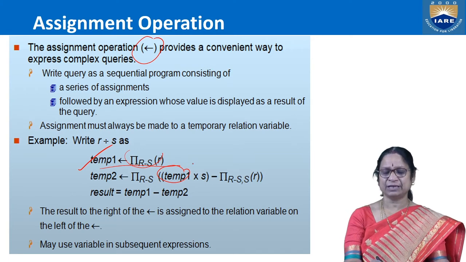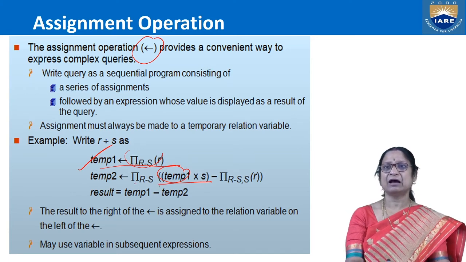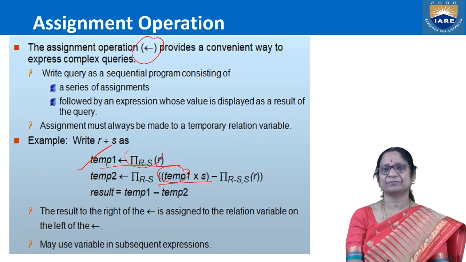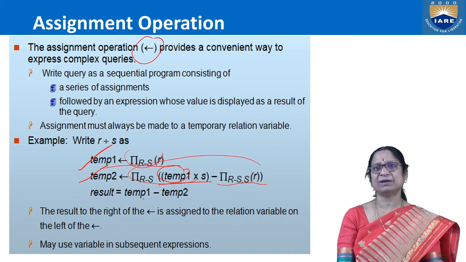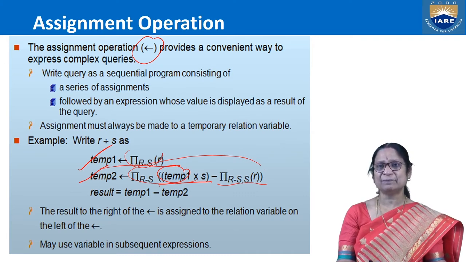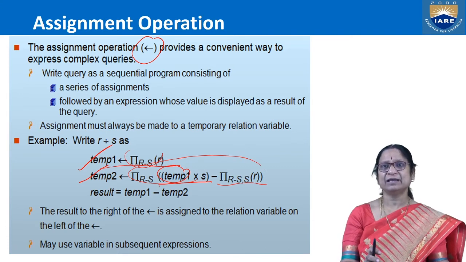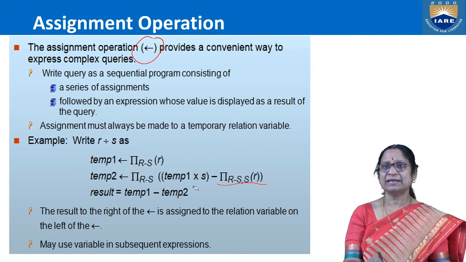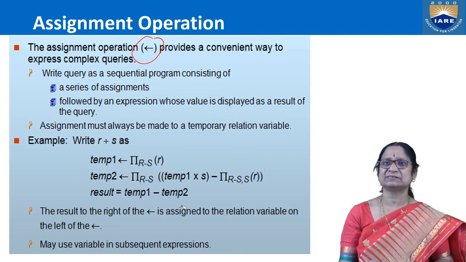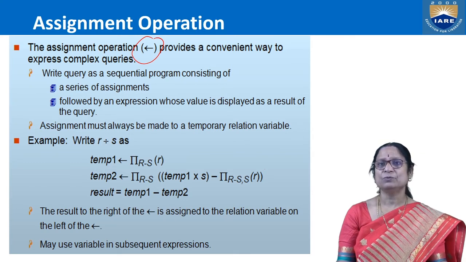Then you observe we are doing the Cartesian product of these two relations on pi r minus s again. Then from that we are subtracting some other relation. So we are storing this value into temp2. We are using the result as temp1 minus temp2 as a set difference. You observe temp1 and temp2 are compatible and have the same arity. So instead of writing this entire expression as a one line expression or a number of sequence of operations, we can store temporary results in temporary relations that can be used further.